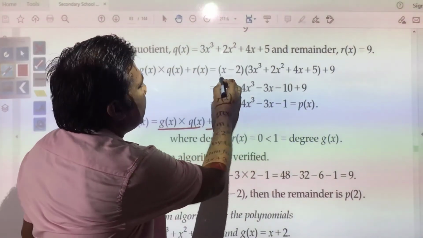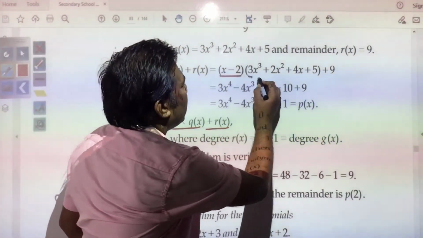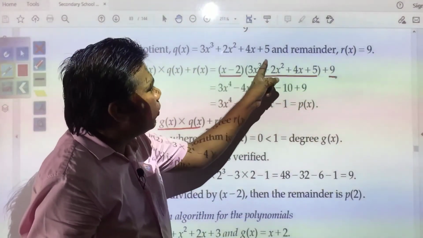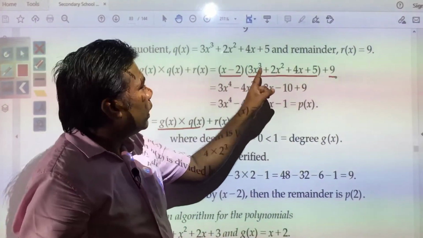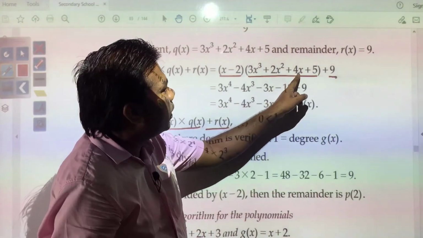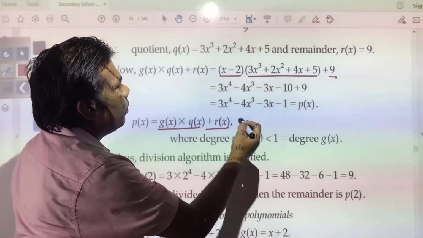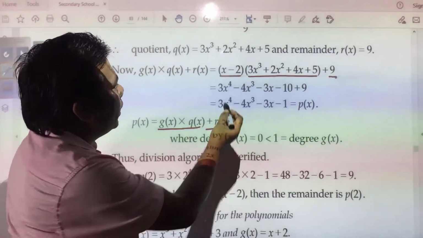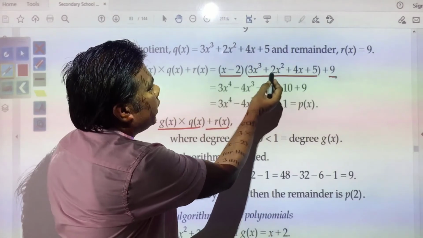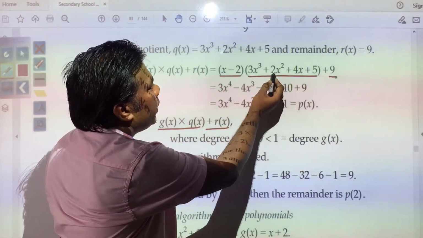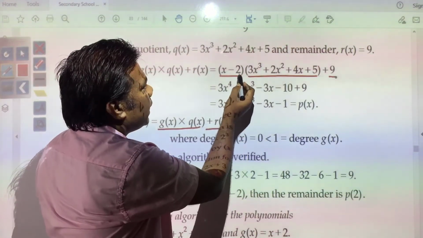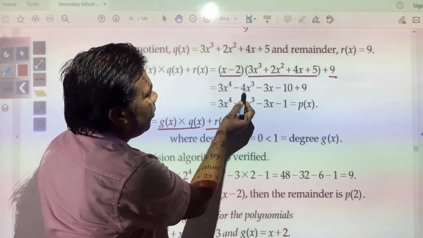Your G(x) is x − 2, Q(x) you have got this much, and your remainder is 9. So this is needed to be multiplied. So you multiply this, (x − 2)(3x³ + 2x² + 4x + 5). You will get 3x⁴. Here you see x into 3x³, this will be 3x⁴, x into 2x², so this will be 2x³, and 2 × 3 just 6x³. So minus 6x³ and 2x³ will become minus 4x³.